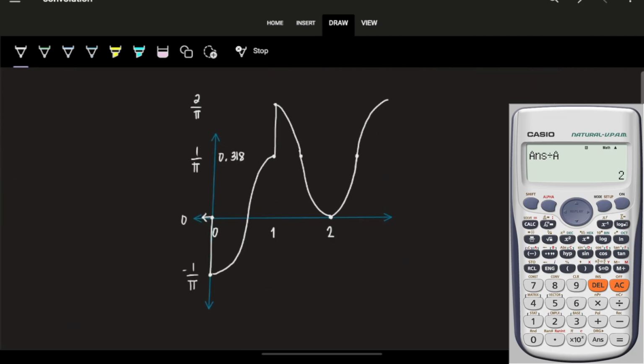Okay, so I hope you guys learned something. So this is the last example for graphical convolution. Also, if you have any questions, let me know, so I can answer them as soon as possible. Thank you very much and God bless.